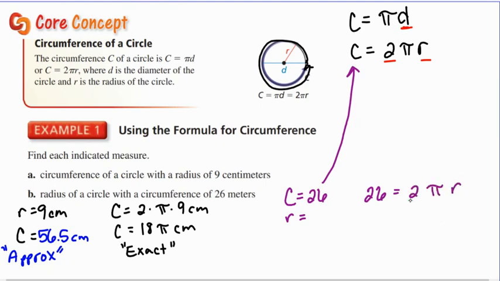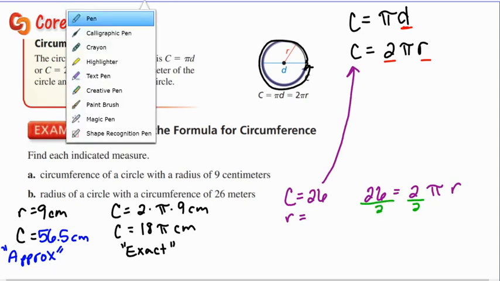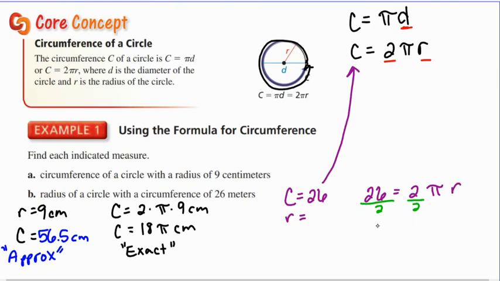Okay, I'm going to go ahead and divide both sides by 2. And that tells me that 13 equals pi times the radius. And then I'm going to go ahead and divide both sides by pi. And this time I'm just going to go with an approximate answer. Okay, pi and pi cancel out. So this tells me that the radius is approximately 4.14 r, right? But when you input it, make sure that you're acknowledging your units, 4.14 meters.